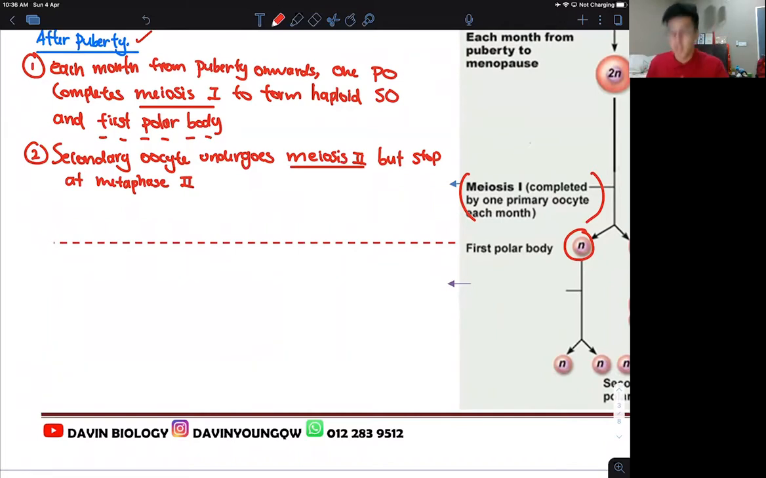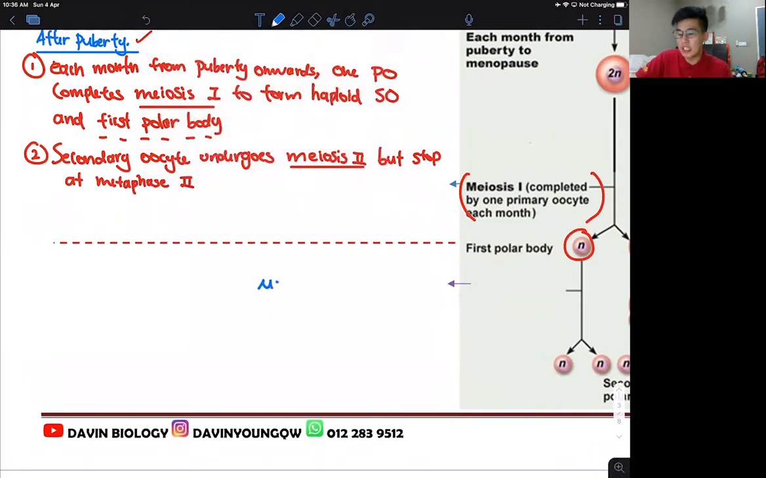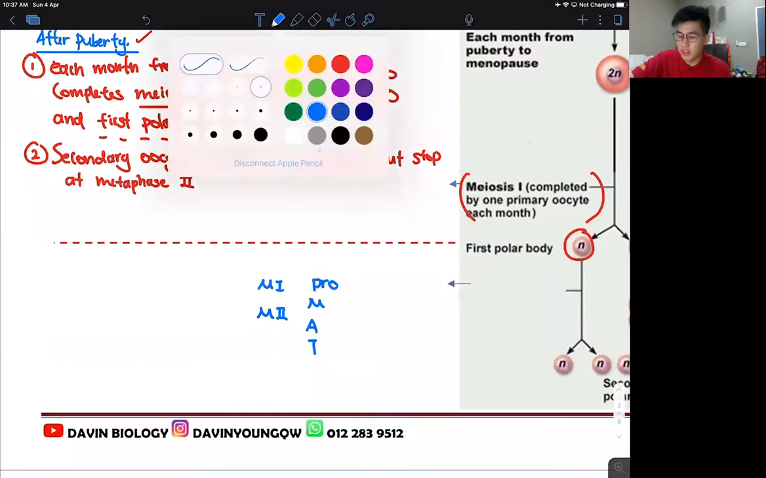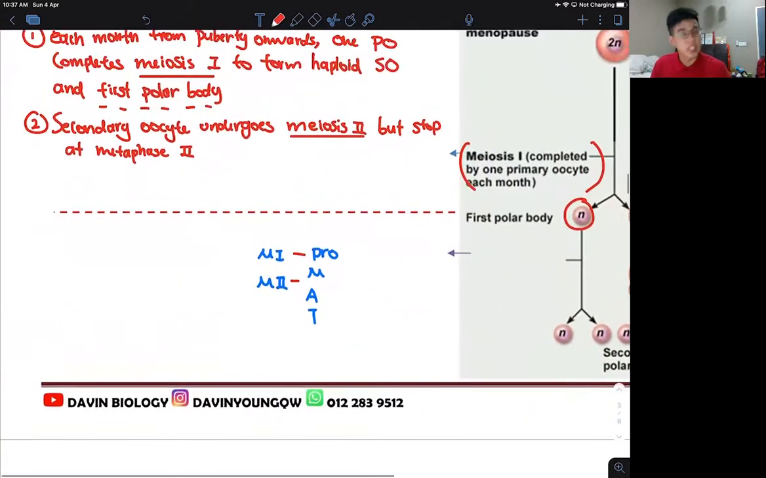Understand? So one way to remember is like this. You remember there's meiosis, you have meiosis 1, meiosis 2. And in each meiosis process, you have 4 phases: prophase, metaphase, anaphase, telophase. So for meiosis 1, I will stop at the first phase, prophase. Meiosis 2, I will stop at metaphase. That's right, metaphase 2. Okay? It's that simple.